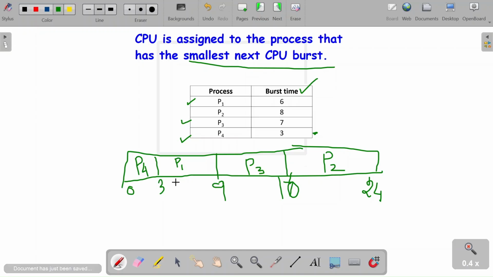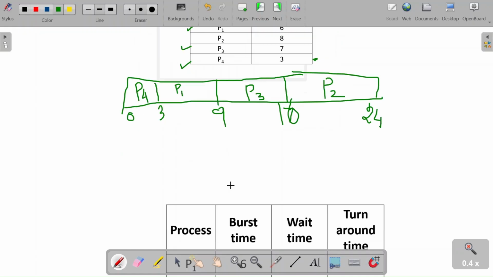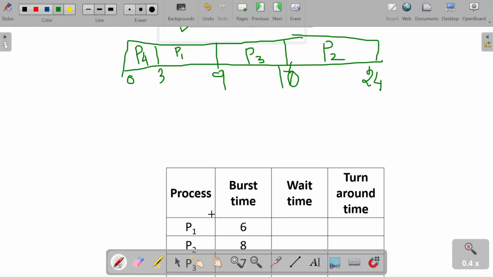So here P4, which has the smallest burst time, is taken to the CPU first. Then the other processes are taken in ascending order of burst time. As there is no arrival time, you have to consider only the burst time. Now let's calculate how it works. What are the process, burst time, wait time, turnaround time?